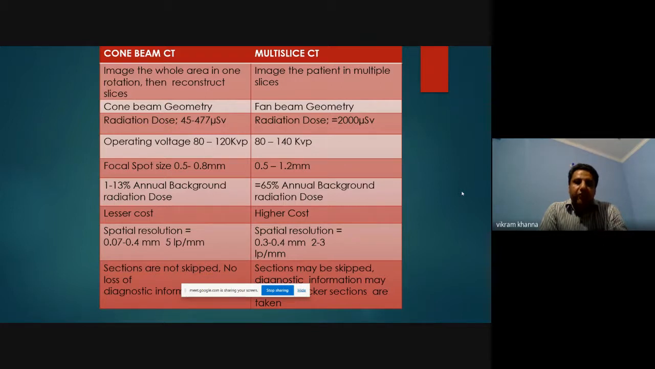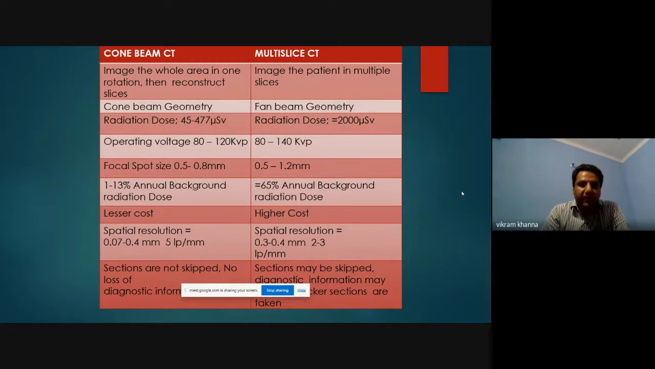After making a volume, the software then constructs multiplanar images, so you can get transverse images, sagittal images, and coronal images. Now, in the case of multi-slice CT, it takes only transverse images first. Transverse images are the real images. They take transverse images first and then stack one over another and make a full 3D view. Afterwards, coronal and sagittal are reconstructed ones. In cone beam CT, all three are reconstructed.